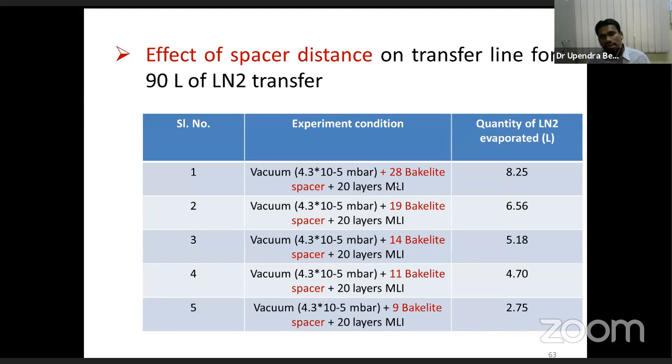And then we have done studies with 20 layers of MLI and different numbers of Bakelite spacers with a vacuum of 4.3 times 10 to the minus 5 millibar. You can see with 20 Bakelite spacers, the quantity of liquid evaporated with 20 layers of MLI is 8.25 liters, for 19 it has come down to 6.56 liters, for 14 spacers it is 5.18, and for 11 it is 4.70 liters. When the number of spacers comes down, the quantity of liquid evaporating is less, but when this number is very small, sagging of the bellow occurs and a lot of liquid accumulation occurs. That is another problem, so that should not happen.